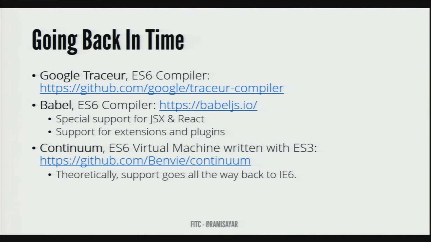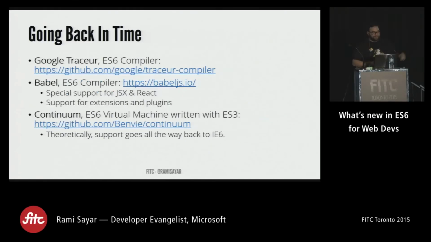Google Traceur. There's also Babel, which is a compiler for ECMAScript 6, and it has special support for JSX and React if you're using those frameworks. And there's also Continuum, which is actually really interesting because it's an ECMAScript 6 virtual machine that's written in ECMAScript 3. So in theory, support goes all the way back to IE6. Yes! Well, that's actually important if you're in South Korea, apparently, but less so in North America.